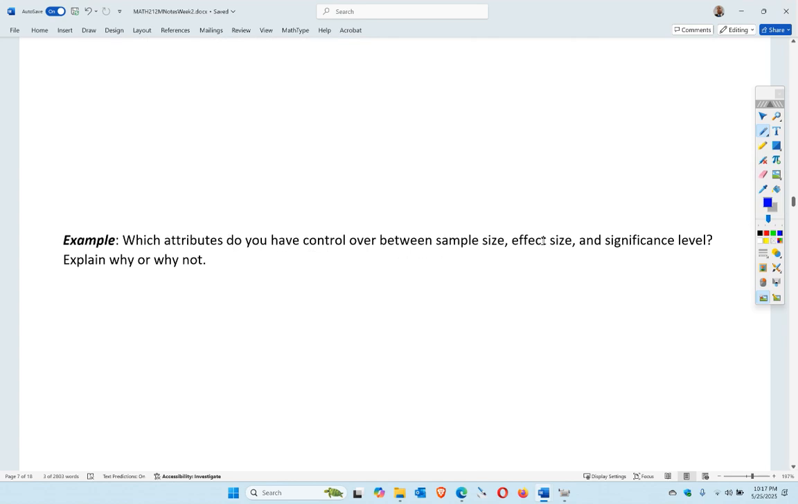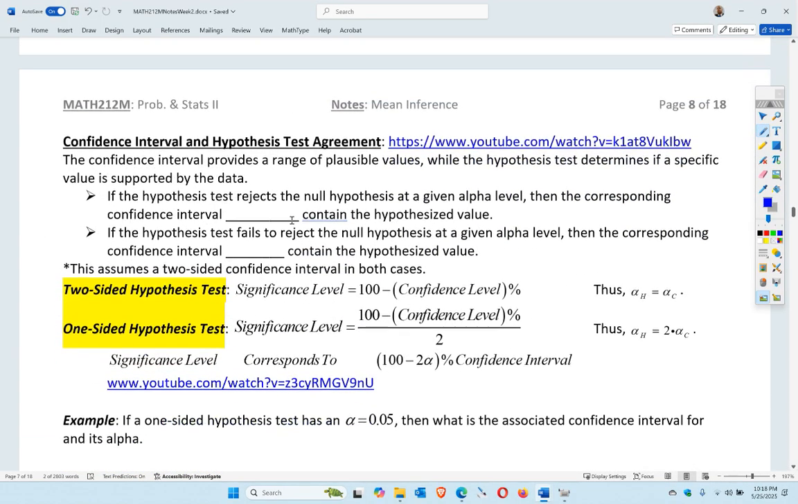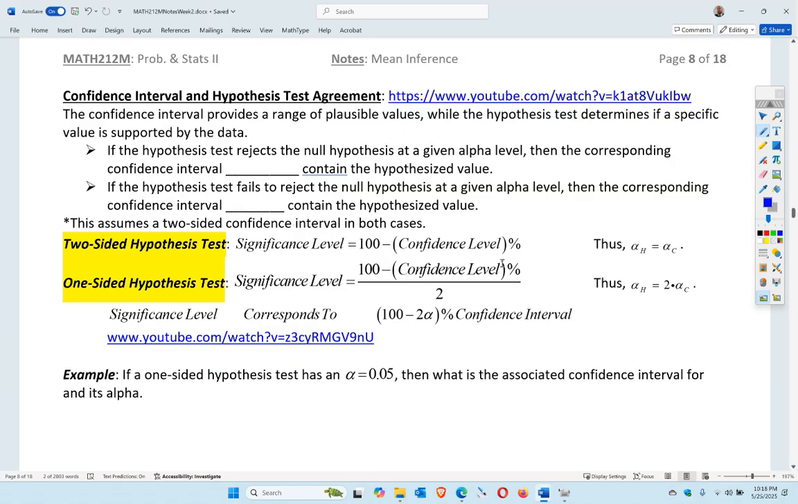Which attribute do you control between sample size, effect size, and significance level? Well, sample size you can control if you can get more samples. Effect, not so much. You don't have any control over that. Significance level, you have an ability to change that, but it's not going to be a win-win situation.